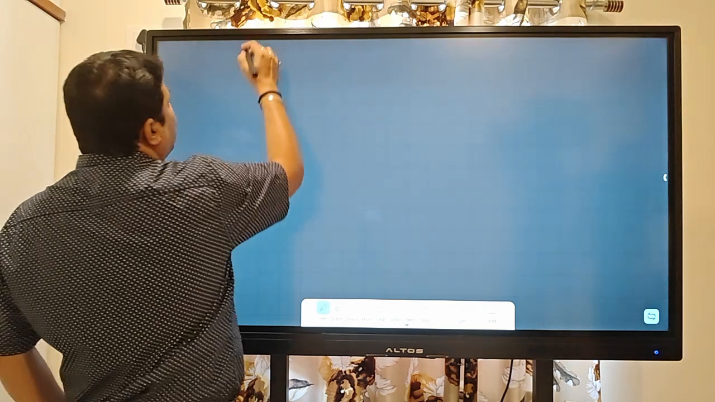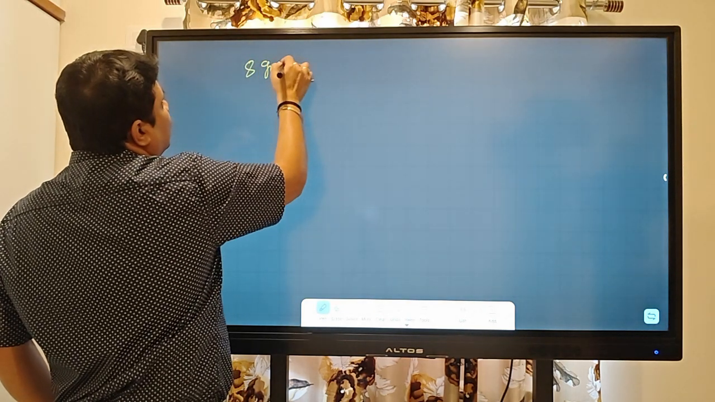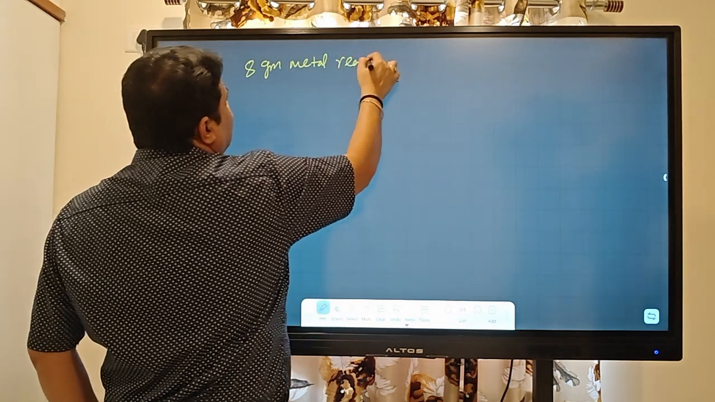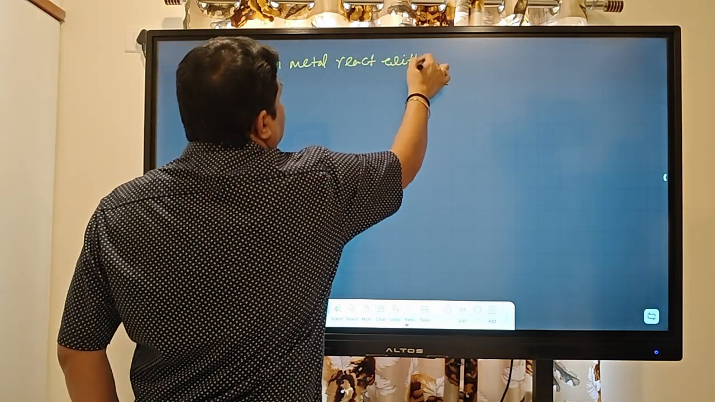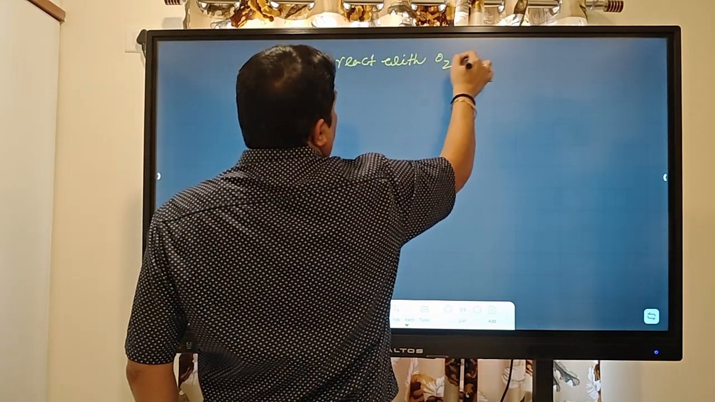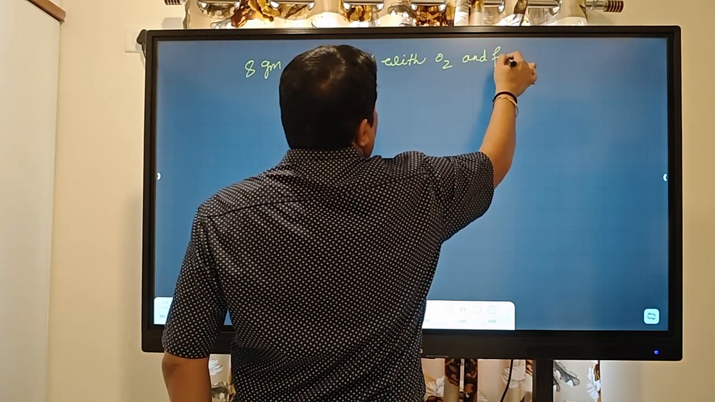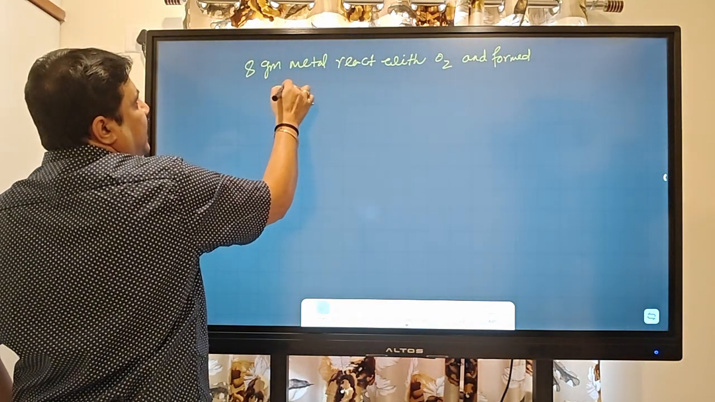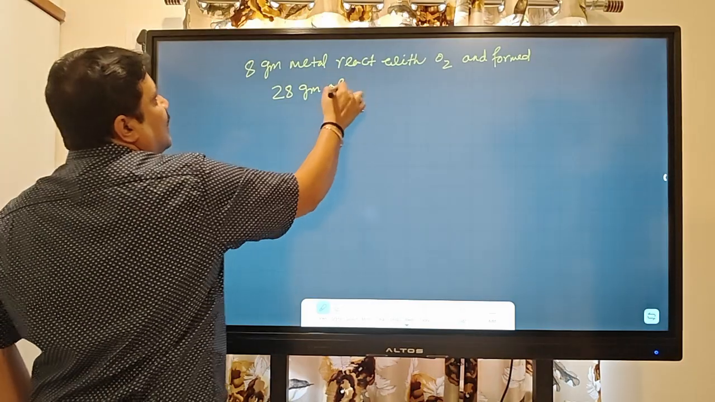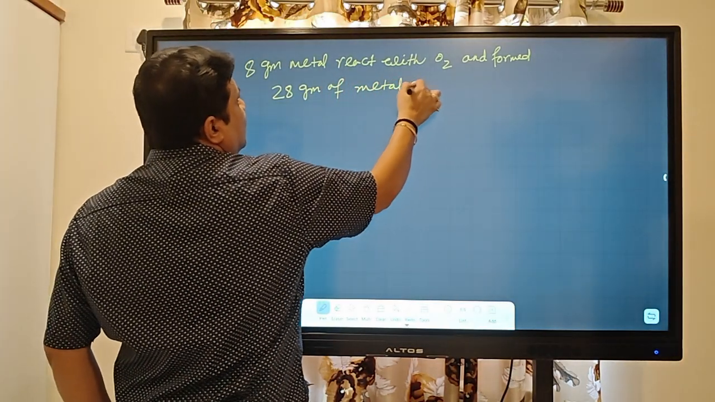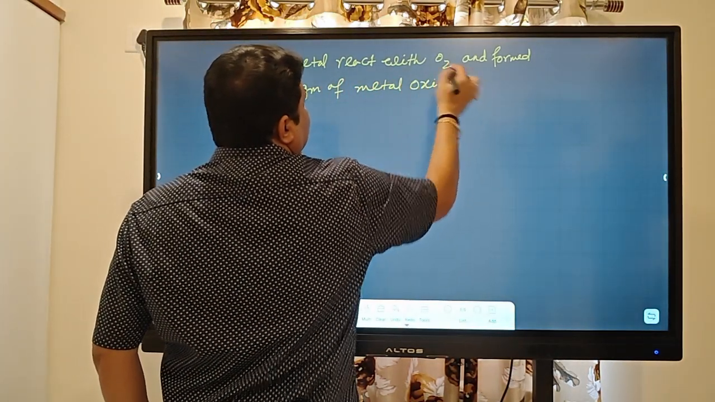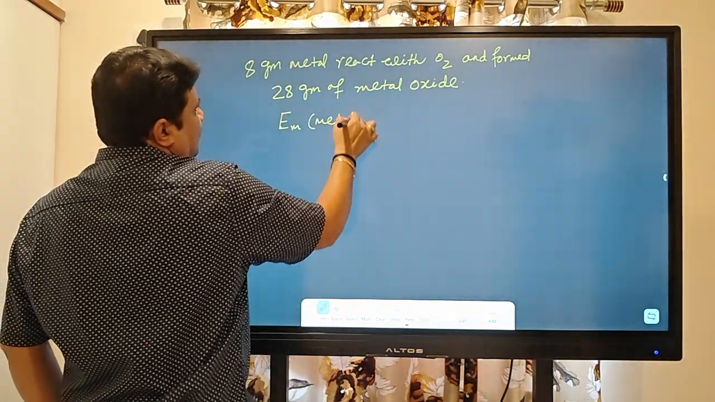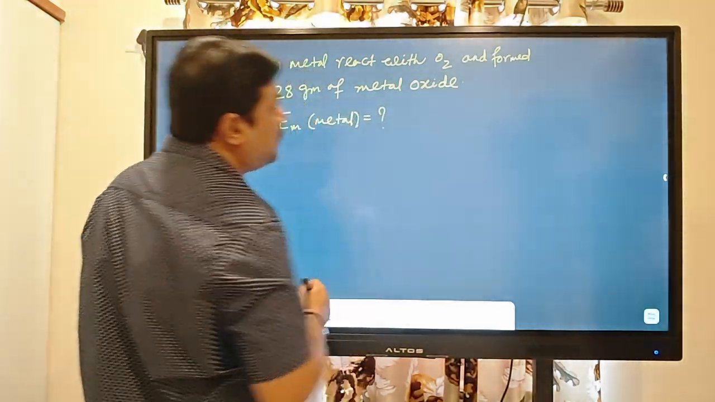Let us look at oxygen, which is the same type of problem. Suppose 8 gram of metal reacts with O2 and forms 28 gram of metal oxide. Then they are asking what is the equivalent mass of the metal. In the same way we will do these problems.